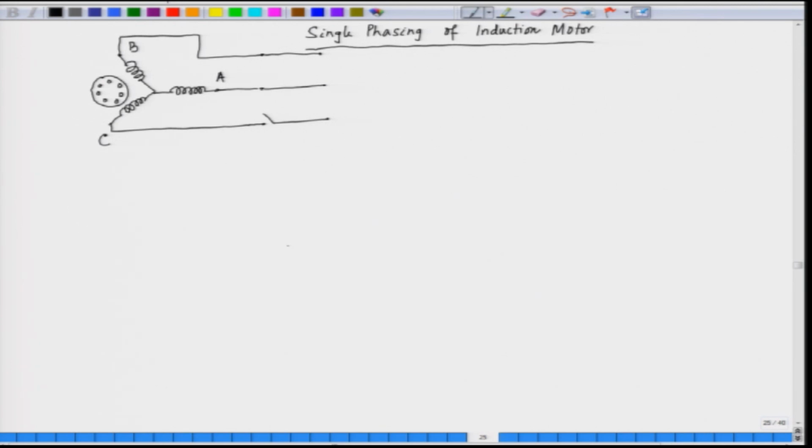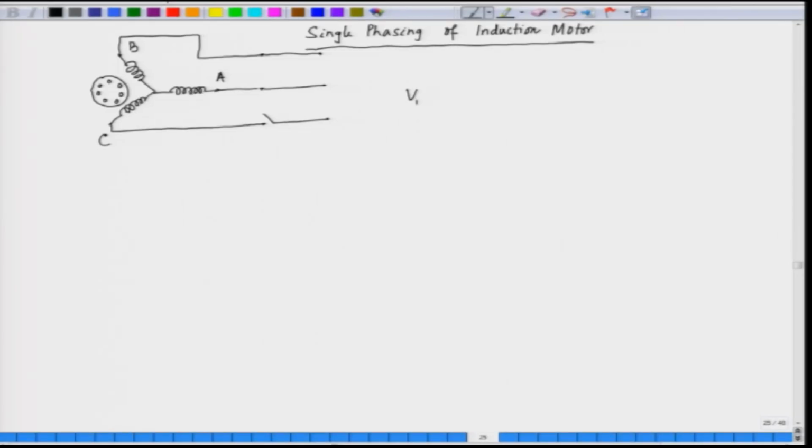In case of single phasing, it is a case of unbalance, and we can analyze later that when we have single phasing, the positive sequence voltage is equal to the negative sequence voltage, and we have IN equal to minus of IP. Now, when we have IN equal to minus of IP, we can draw the equivalent circuit.